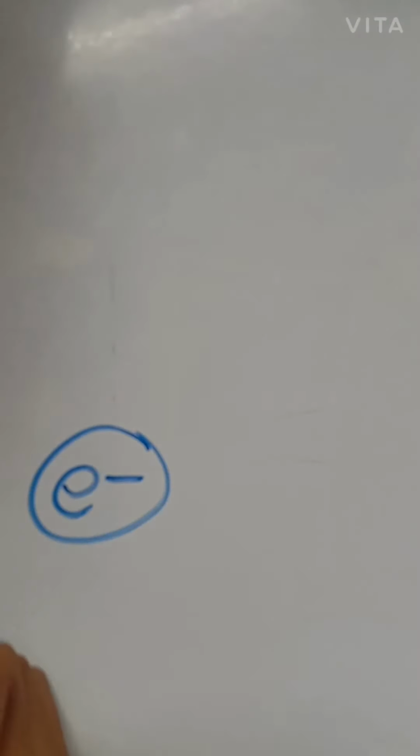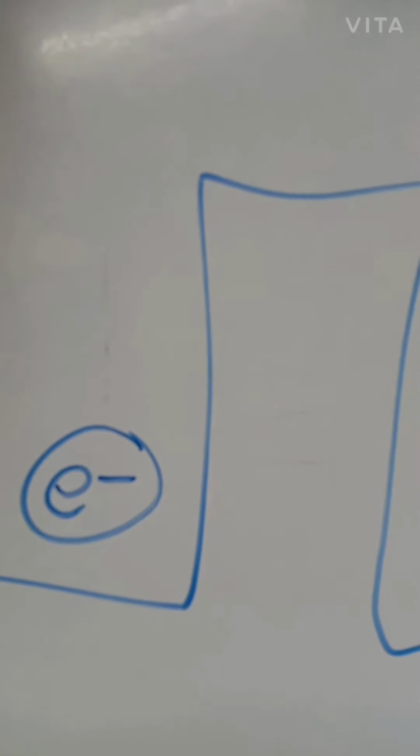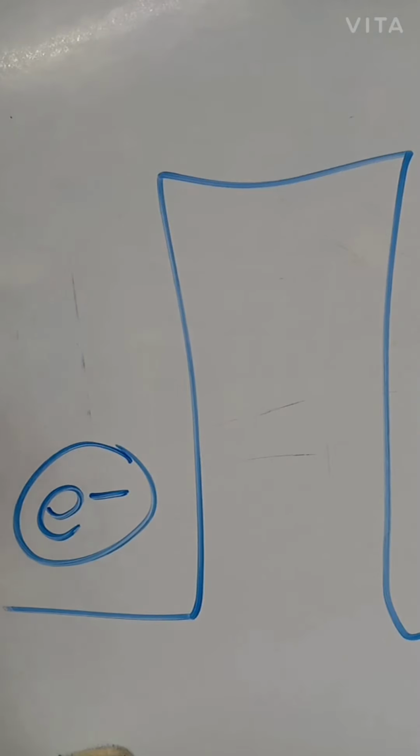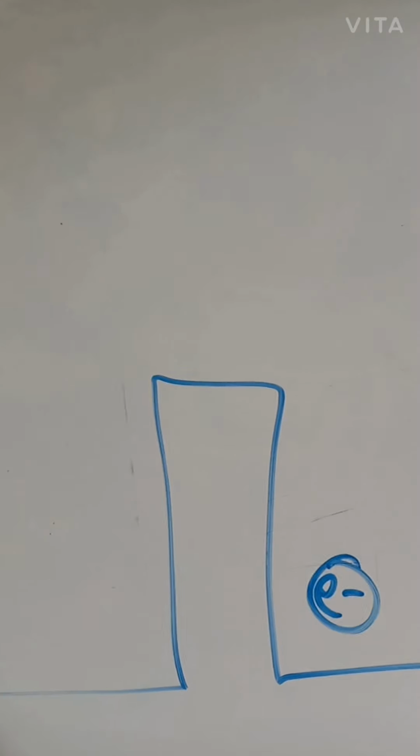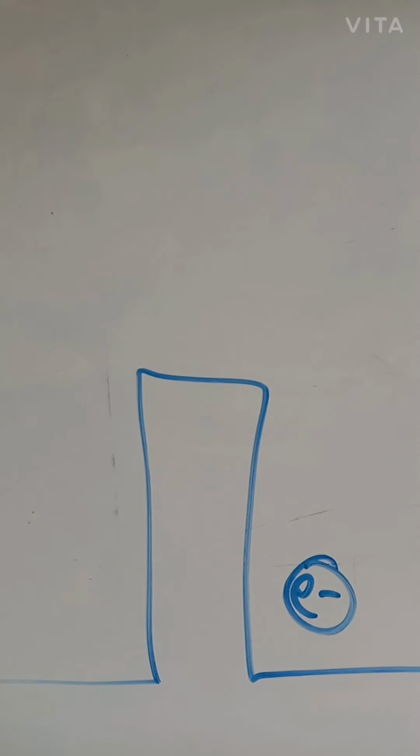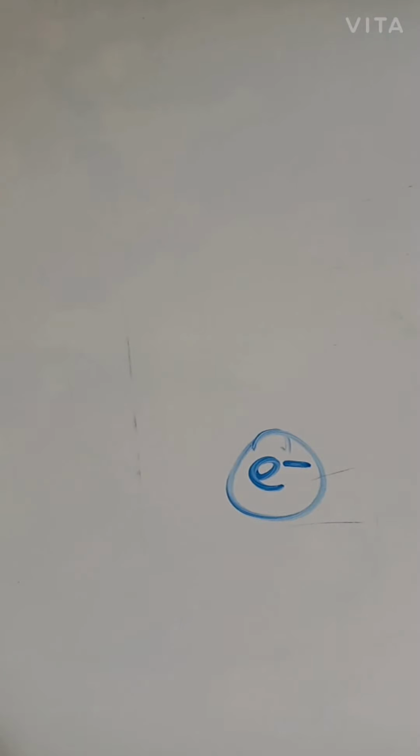Let's just replace the ball with the electron and the hill with a potential barrier. Sometimes the electron, even if it doesn't have enough kinetic energy, can jump to the other side. Boom! But how does this happen?